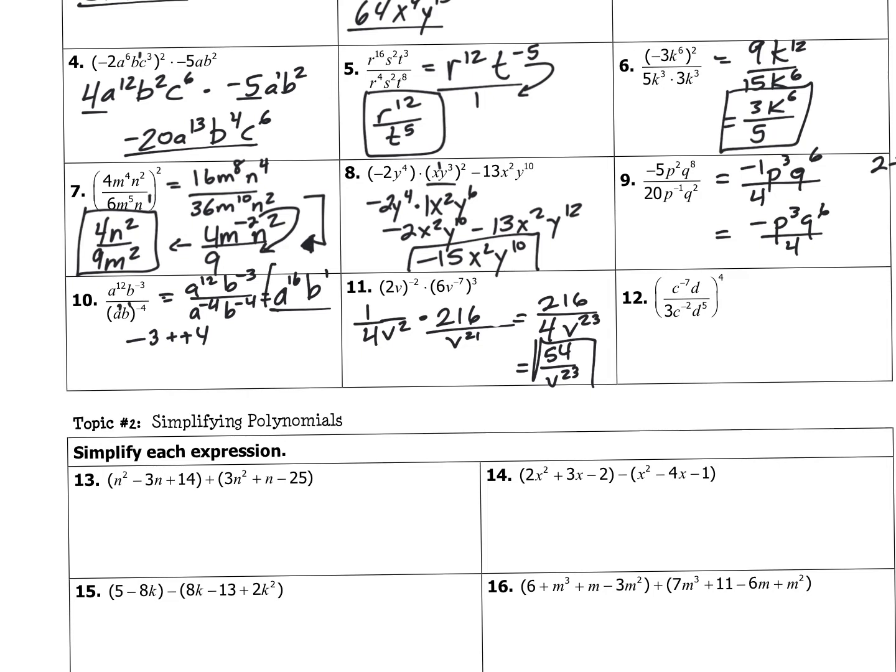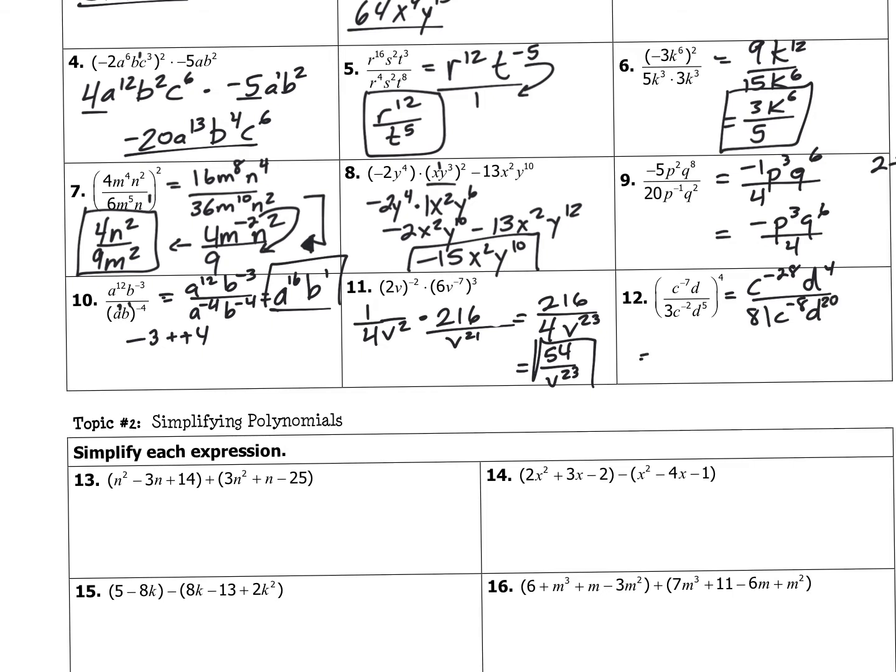Okay. All right, and number 12, everything's getting the power rule. This is going to be c to the negative 28th, d to the 4th over 3 times 3 is 9, times 3 is 27, times 3 again is 81. C to the negative 2 times 4 is c to the negative 8. And d to the 5 times 4 is d to the 20th.